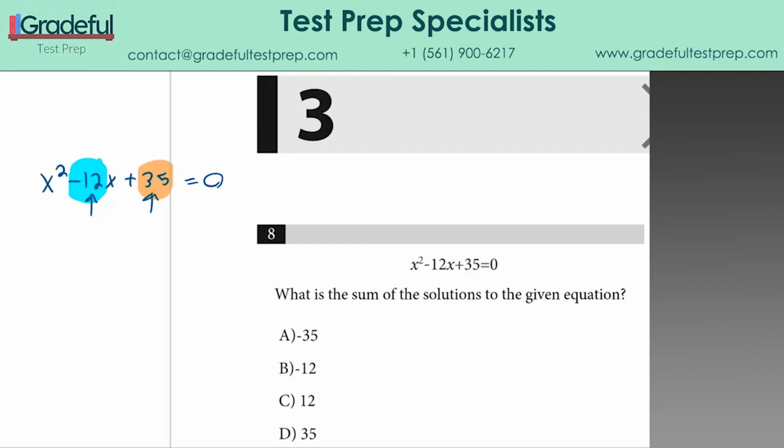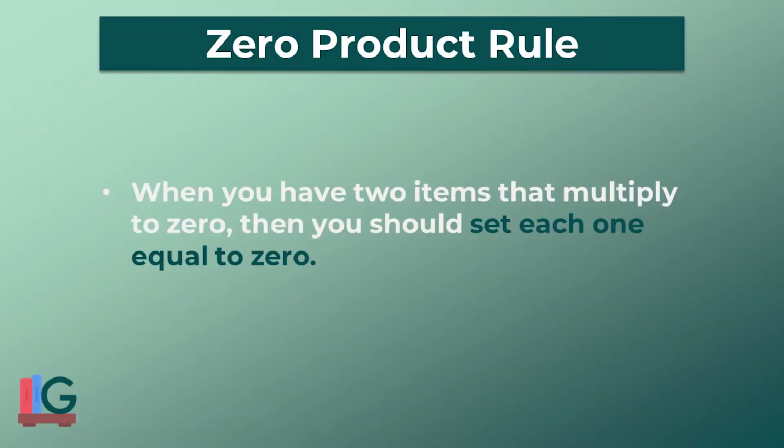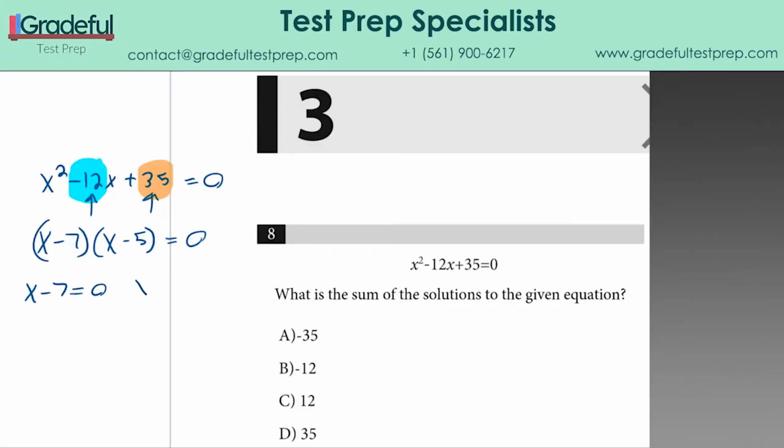So the two numbers that do what we're looking for here, add to -12 and multiply to 35, are -7 and -5. So it factors to x minus 7, x minus 5. And now we have the zero product rule that says that if these two things multiply to 0, each one could be 0. So x minus 7 equals 0, x minus 5 equals 0. And you go ahead and solve each of those, add 7 to both sides here, add 5 to both sides here, and you have 7 and 5.